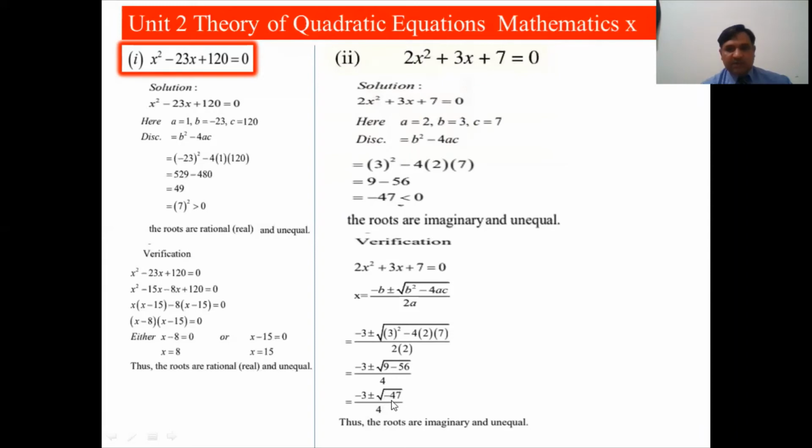Now you can see here that the expression within the square root is negative. To remove this negative, we have to introduce iota. So we can say that these roots are imaginary. Why? Because we have to involve iota. So the roots of this given quadratic equation are imaginary and unequal.